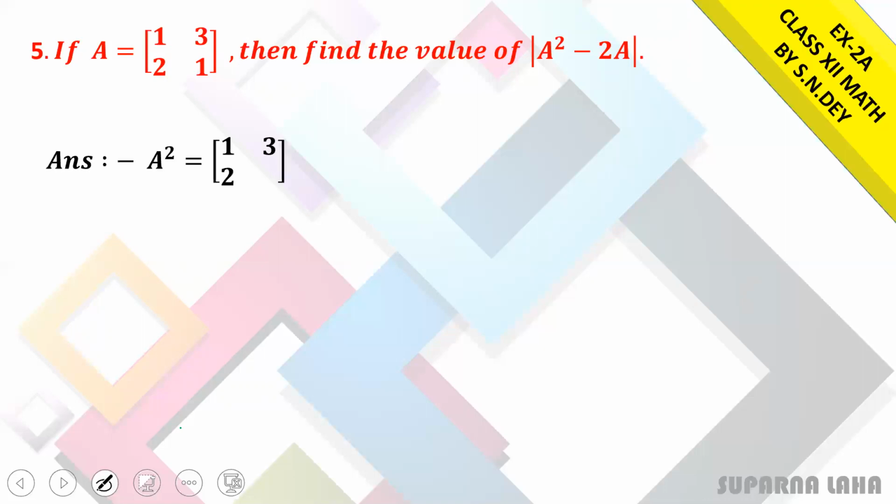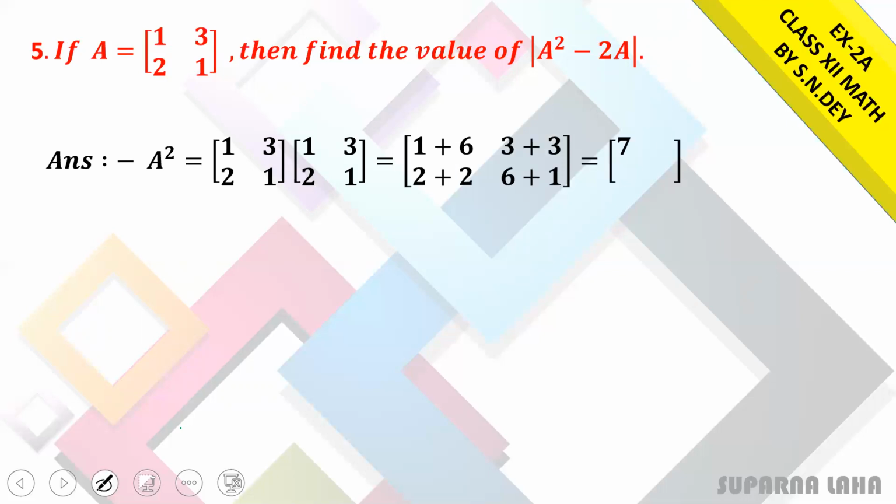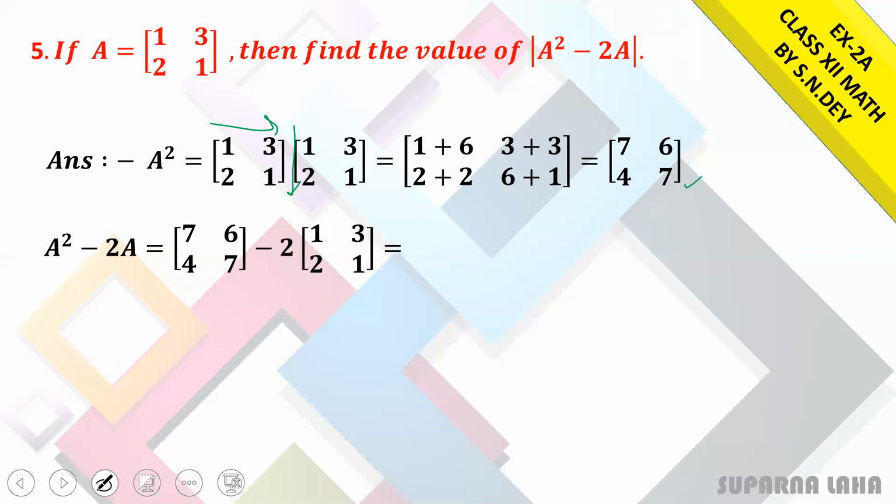Okay, so what is A square? 1, 3, 2, 1 is A. So multiply with it 1, 3, 2, 1. Just row with column. Multiply this row with column. You will find A square is given by 7, 6, 4, 7. Now A square minus 2A. So write down A square and then 2 into A and simplify it. You will find this A square minus 2A matrix is given by 5, 0, 0, 5.